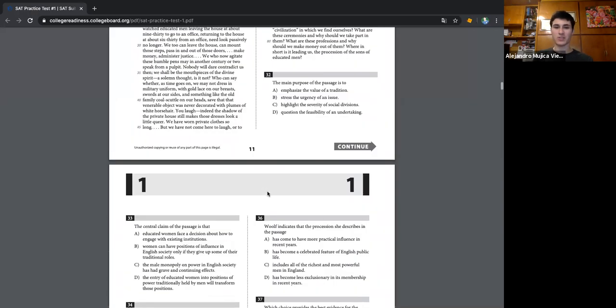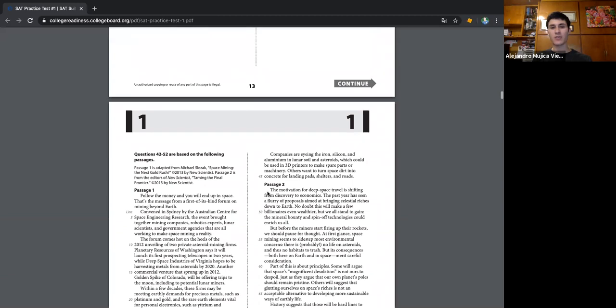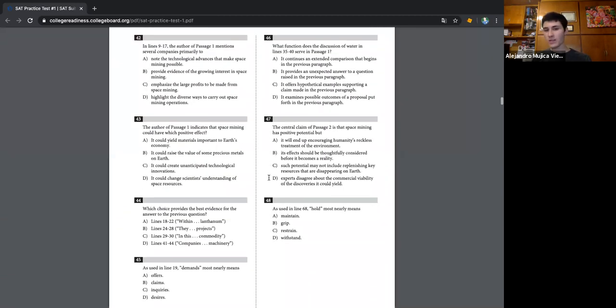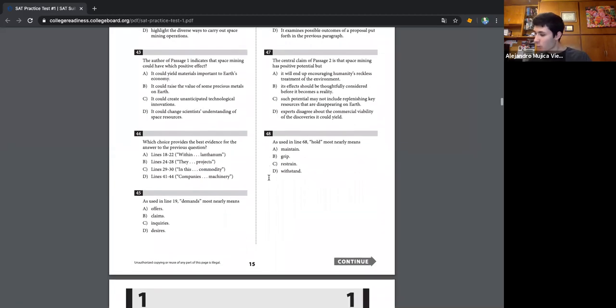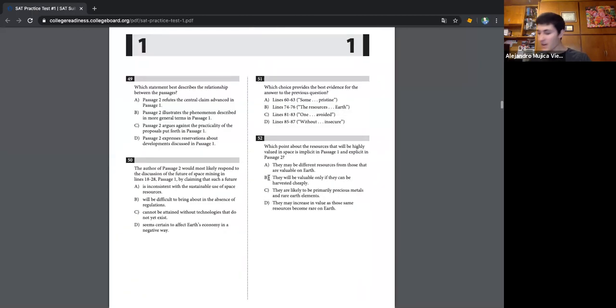That's the historical passage. And then lastly, we have the double passage. And the answers are 42 is B. 43 is A. 44 is A. 45 is D. 46 is C. 47 is B. 48 is A. 49 is D. 50 is B. 51 is D. And 52 is A. I have explanations for all of these answers because I did them myself before having this class.